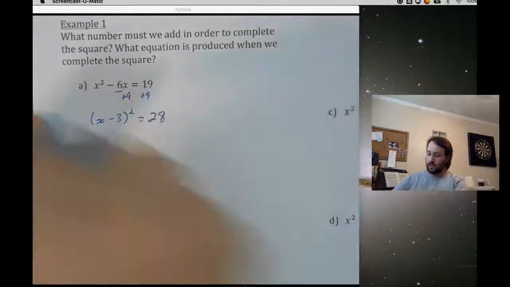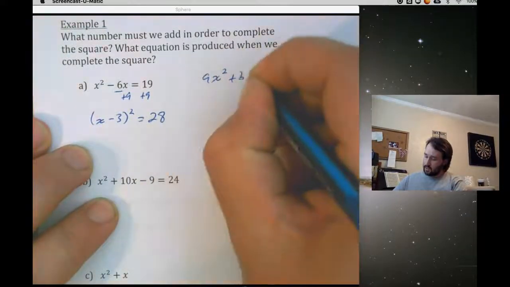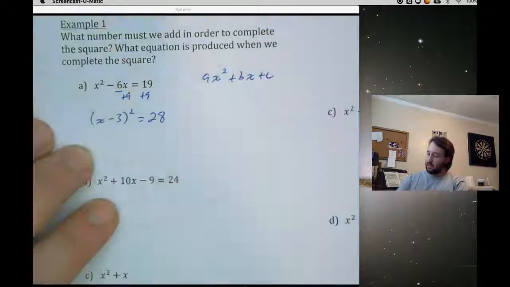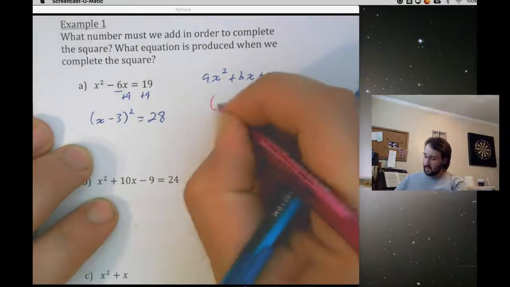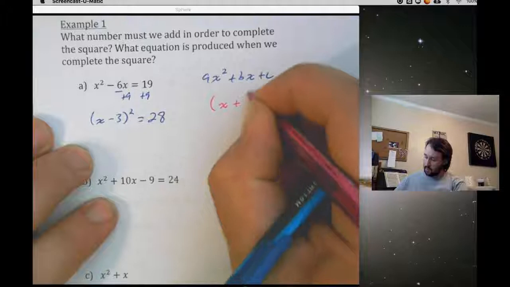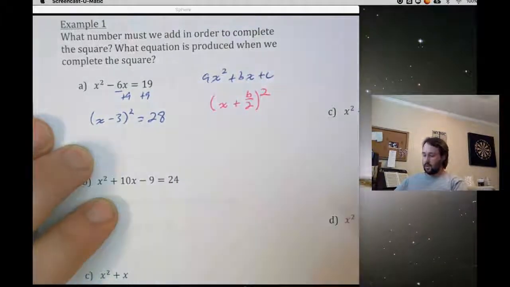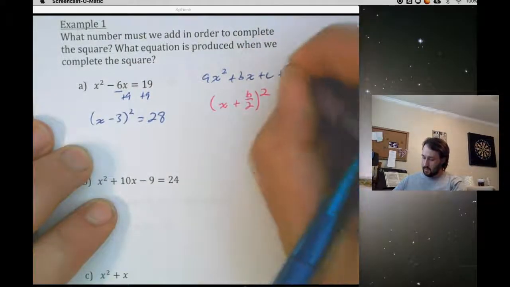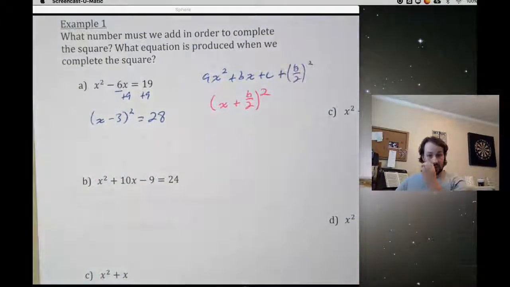So again, the trick is if I have ax squared plus bx plus c, to complete the square, as long as a is 1, I can take (x + b/2) squared, and I add whatever number, so plus (b/2) squared, to both sides of my equation. So I'm going to keep doing a few more of these, and you'll kind of see how it works as well.